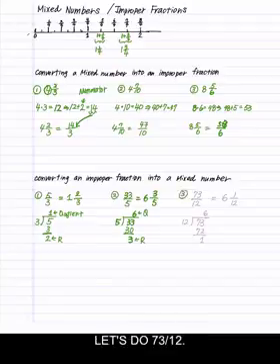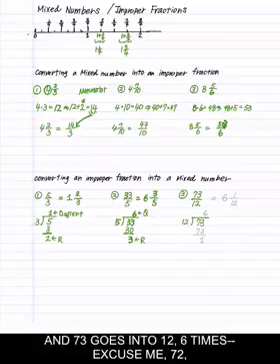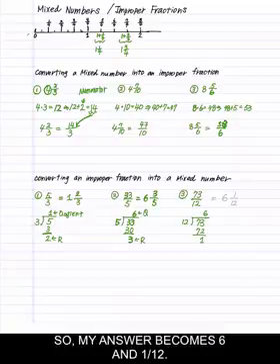Let's do 73 over 12. Again, I'm going to divide that out. 12 goes into 73 6 times, which gives me 72. I'm going to subtract, and I get a remainder of 1. So my answer becomes 6 and 1 over 12. That's all there is to it.